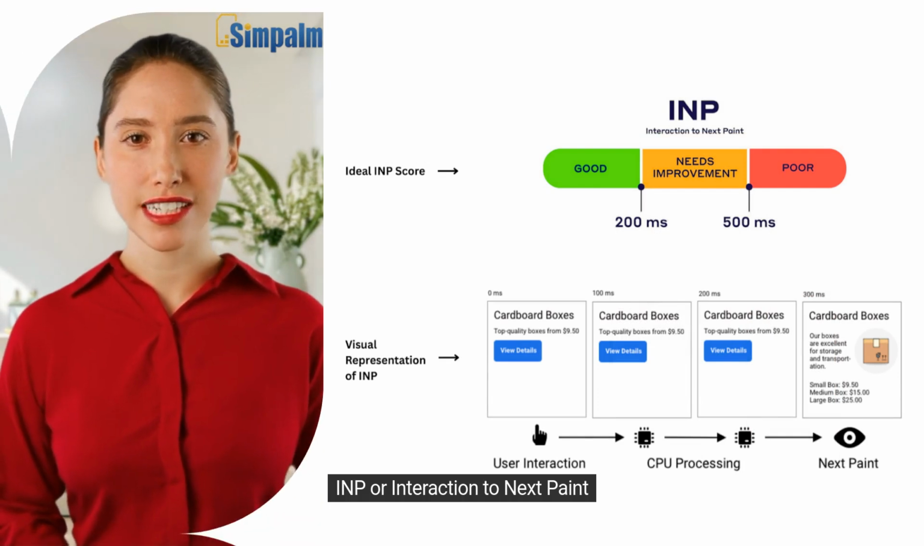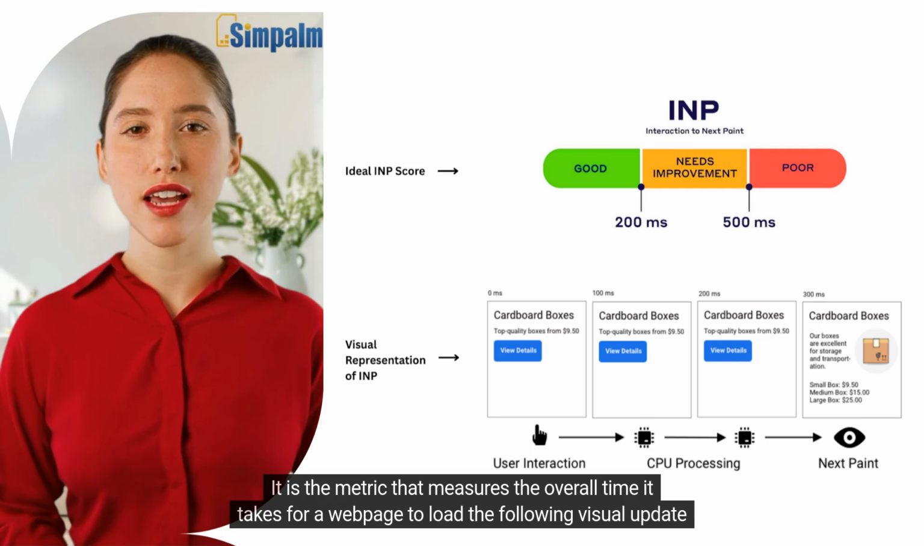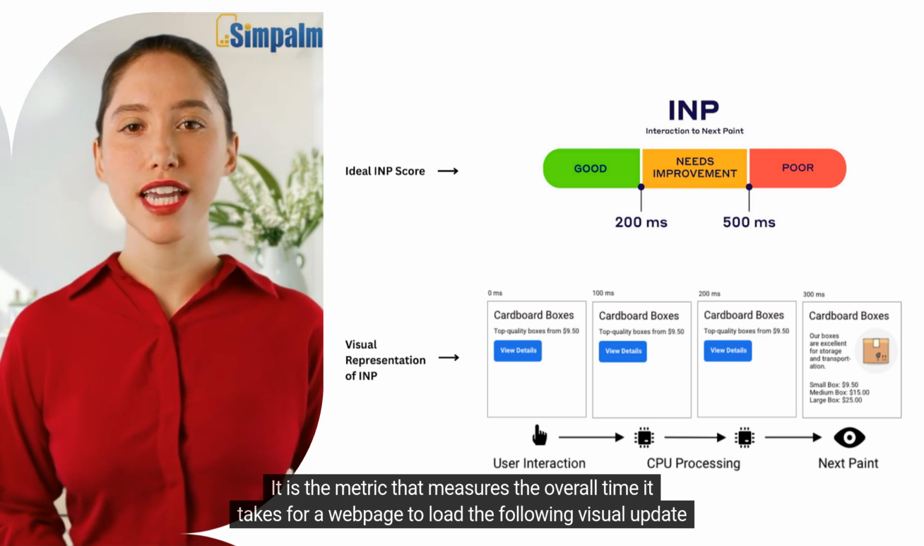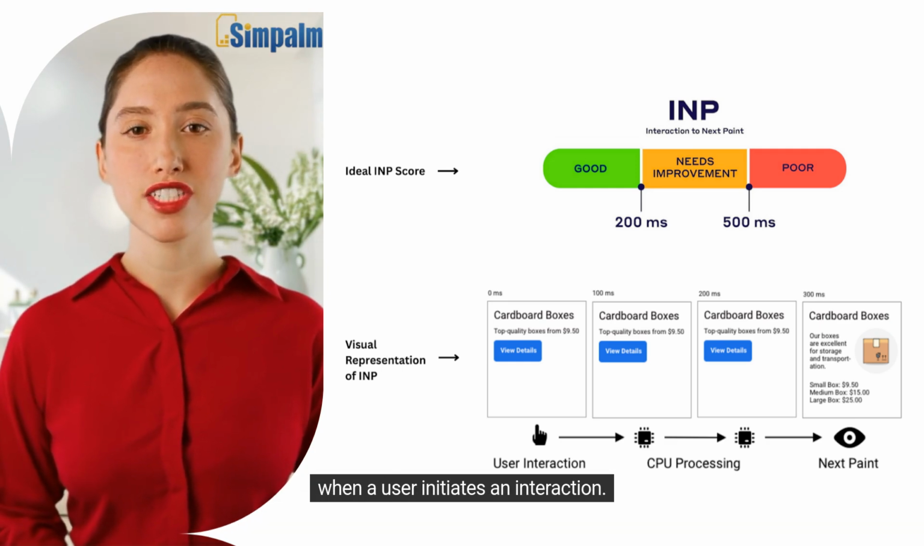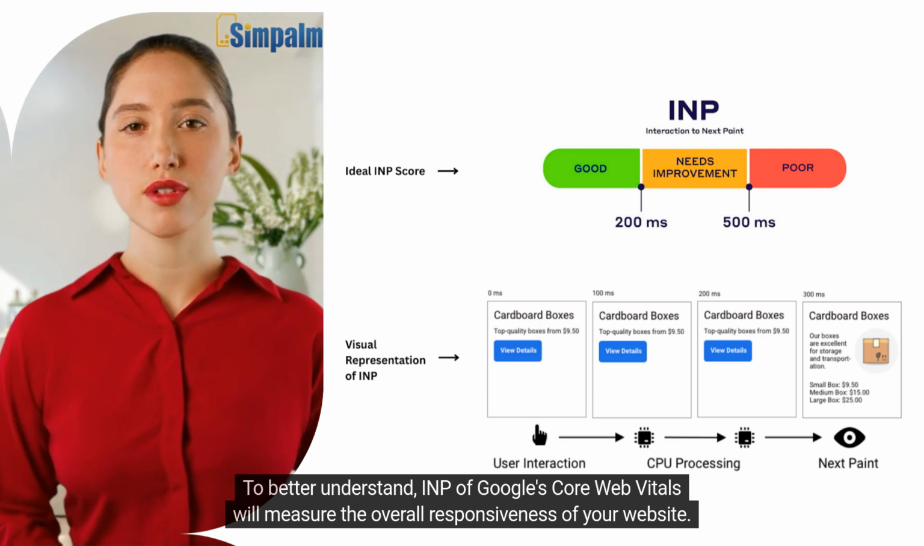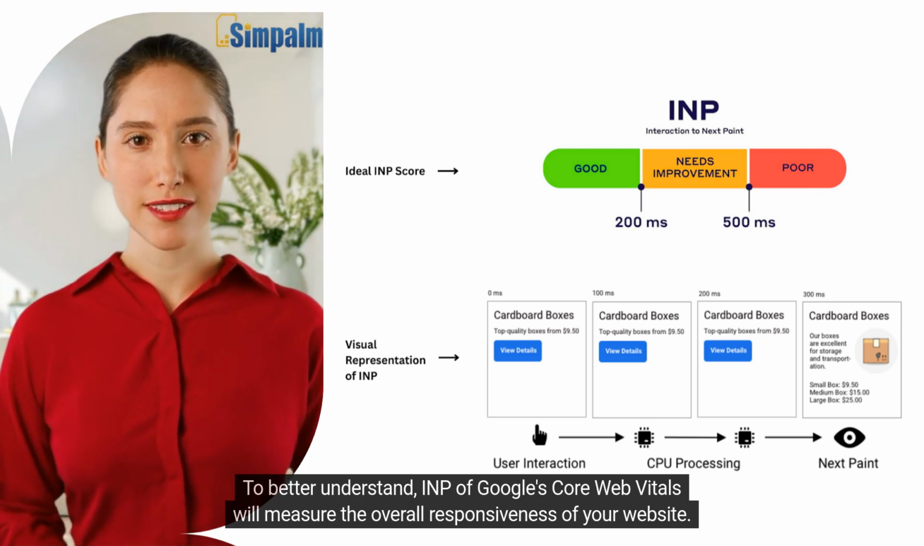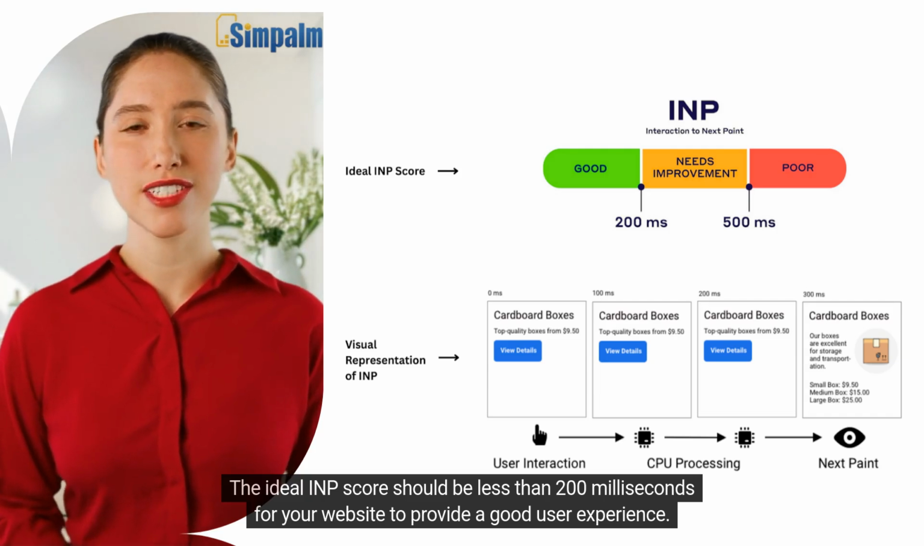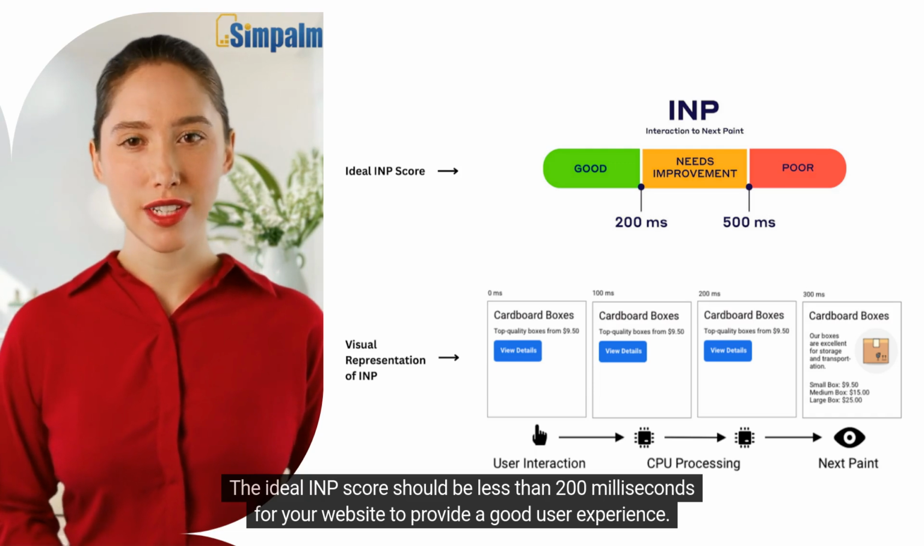INP, or Interaction to Next Paint. It is the metric that measures the overall time it takes for a web page to load the following visual update when a user initiates an interaction. To better understand, INP of Google's Core Web Vitals will measure the overall responsiveness of your website. The ideal INP score should be less than 200 milliseconds for your website to provide a good user experience.